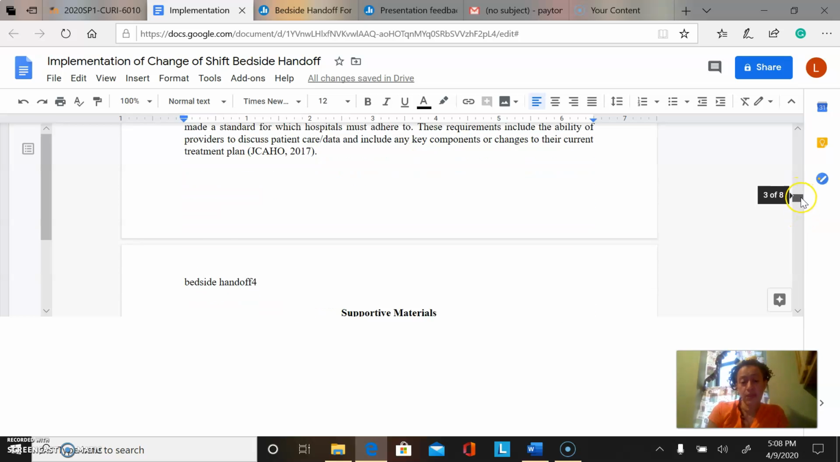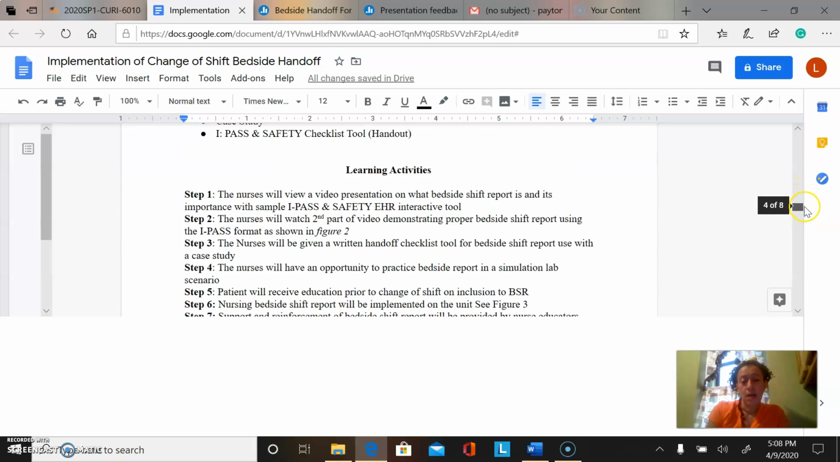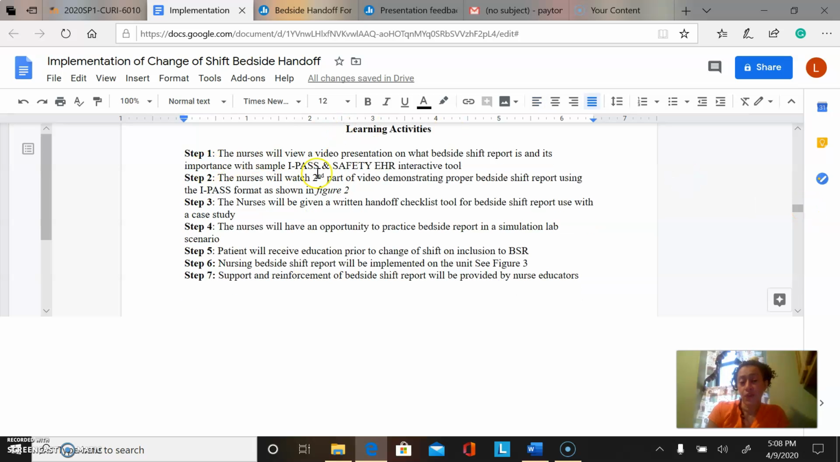Some of the steps for this would be, so the first step, in educating the nurses for this process that we're trying to implement, is they would watch a video on what the bedside shift report is and the importance of it, along with the IPASS safety tool. After they watch the video and learn what IPASS stands for, I would then do a formative assessment to gauge their learning at that point.